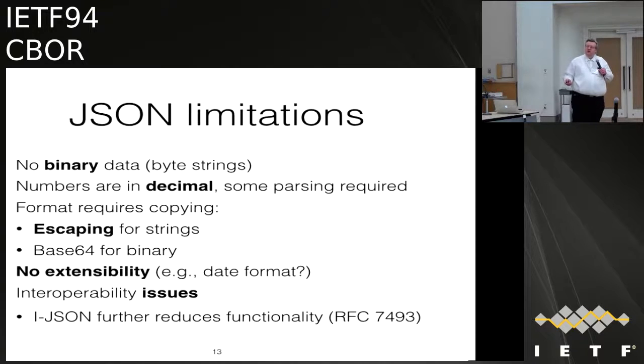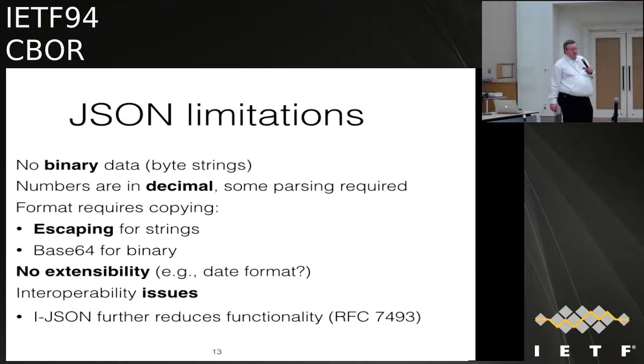When you implement something in JSON, then you usually have to do copying, because strings use quotes around them, and if there is a quote in a string, you have to do escaping and so on. And if you somehow do want to use binary, then you use something like base64 encoding, and that also requires copying.